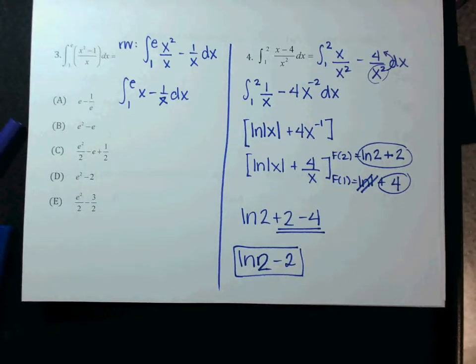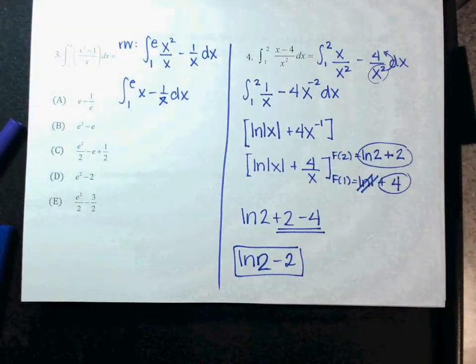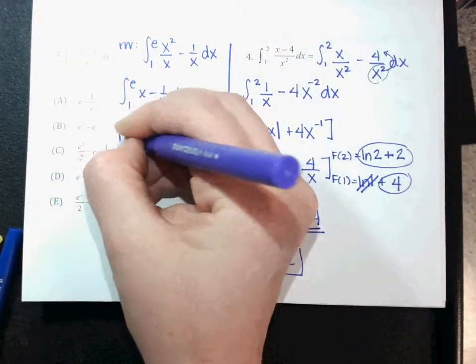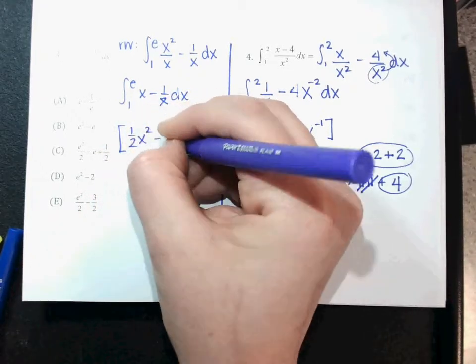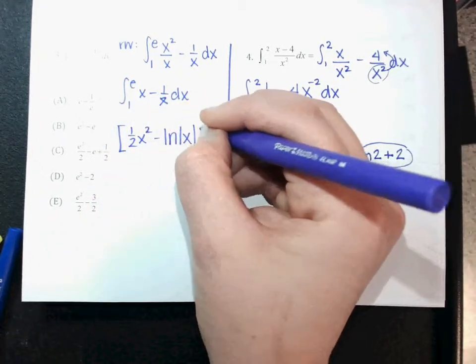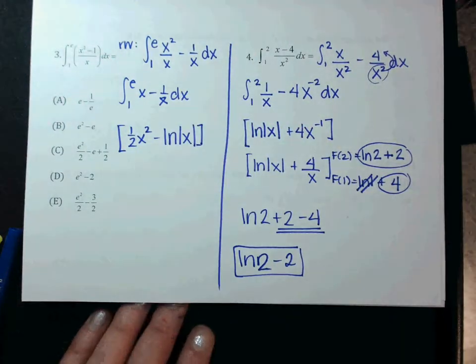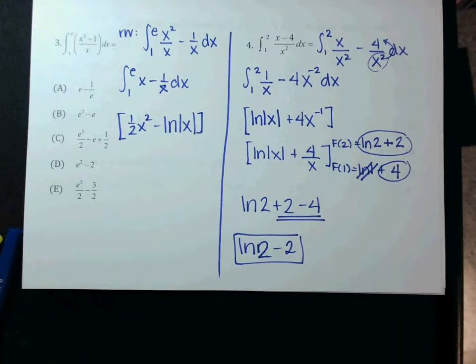Sure. Okay, what would your antiderivative be here? A half x squared minus ln absolute x. Oh, I know what I'm doing wrong, I'm multiplying 1 plus 1 for the exponent. So you add 1 and then divide. I've been doing this on all my homework.